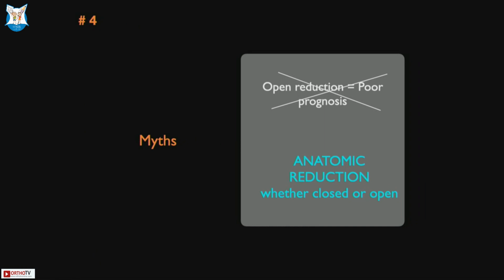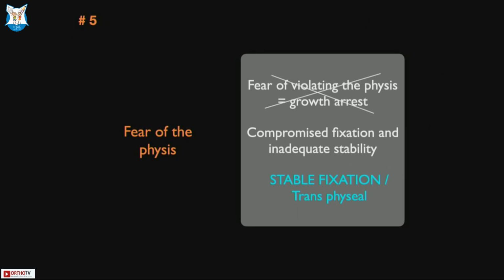Myths. Anatomic reduction is more important. Don't dread open reduction. Get your reduction as anatomic as possible, whether closed or open. Do not hesitate to open it, whether through an anterior approach or an anterolateral approach. Fear of the physis: stable fixation is more important than protecting the physis. Most complications are related to unstable fixation rather than attempts to preserve the physis.